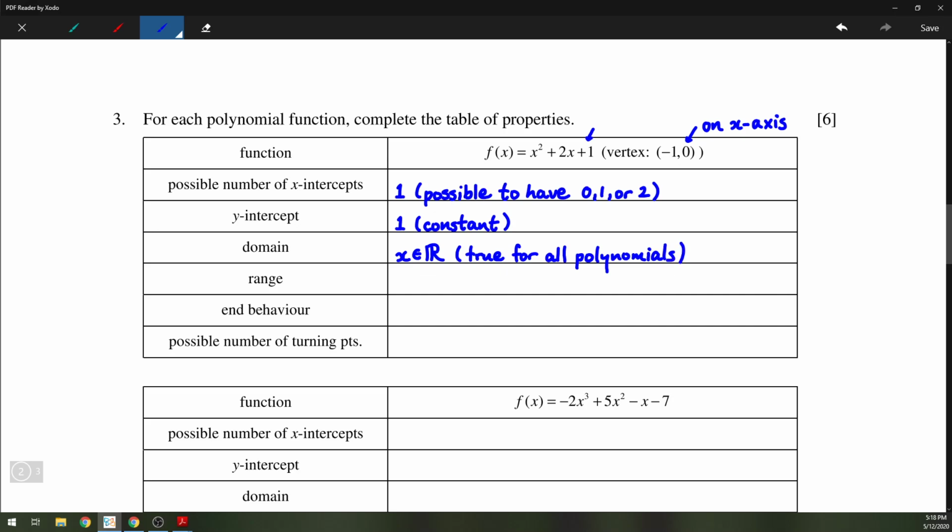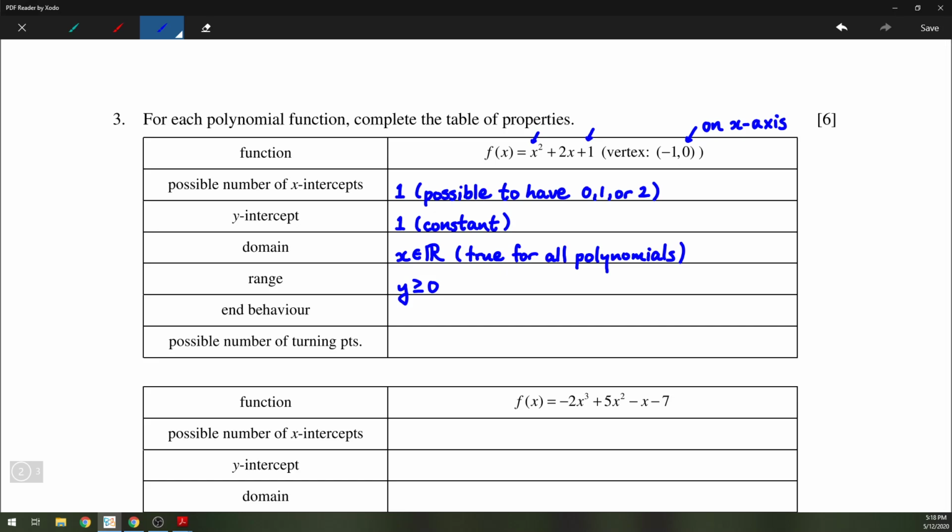All right, the range. In this case, you're given the vertex, so you know exactly what the turning point is, and it opens up, so it has a minimum value. We know that this parabola opens upwards because it has a positive leading coefficient. So it's going to look like this shape. All right, so the range will be y is greater than or equal to 0.